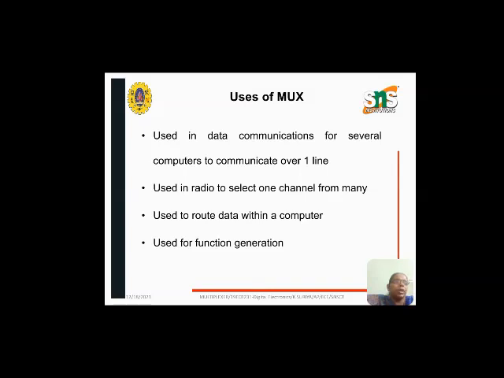It's also used in radio networks where you're tuning your radio to a particular channel and you are receiving only one particular channel. It is also used to route data within a computer and used for function generation.